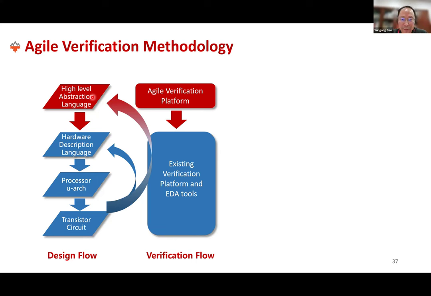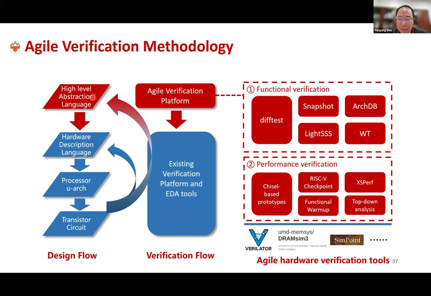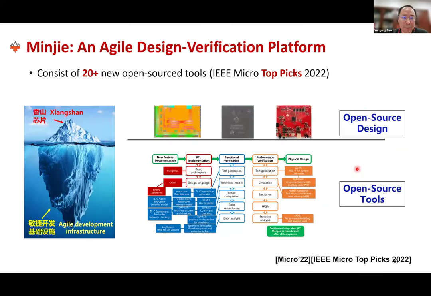The platform includes two parts. One is for functional verification. Another is for performance verification, including some open source tools such as DRAMSim and SimPoint, GEM5, and so forth. Together they form an agile verification platform. This platform we call Minjie. This is an agile design and verification platform.